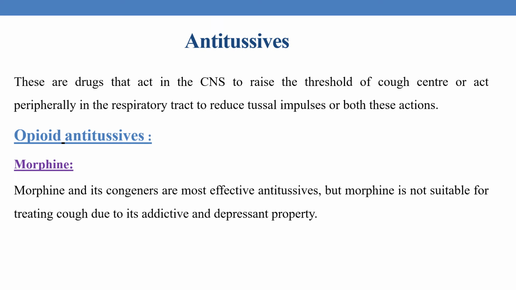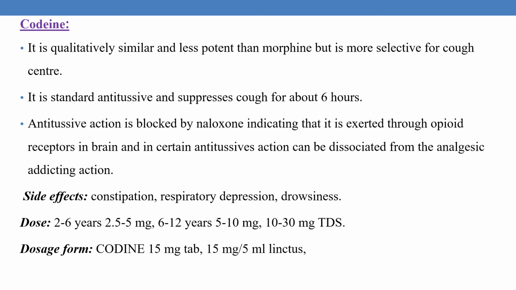Now, coming to antitussives, these drugs act in the CNS to raise the threshold of the cough center or act peripherally in the respiratory tract to reduce the tussal impulses or perform both these actions. They are of two types, opioid antitussives and non-opioid antitussives. Coming to opioid antitussives, first one is morphine. Morphine and its congeners are most effective antitussives, but morphine is not suitable for treating cough due to its addictive and depressant property.